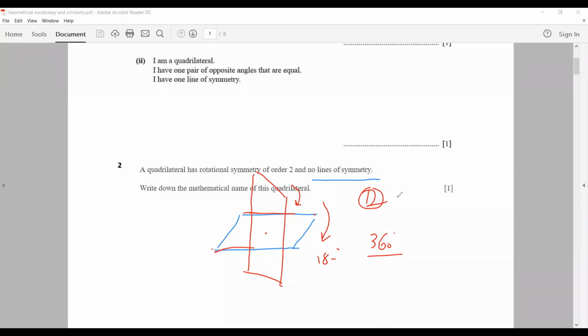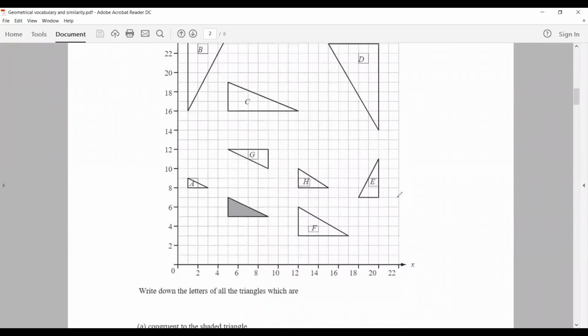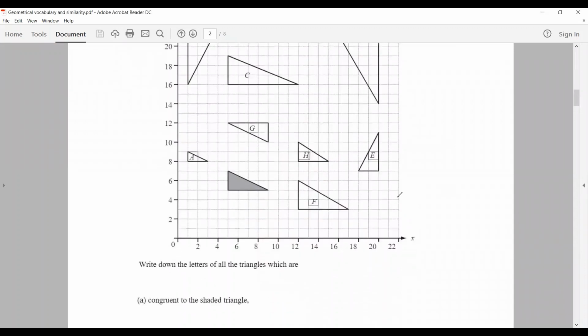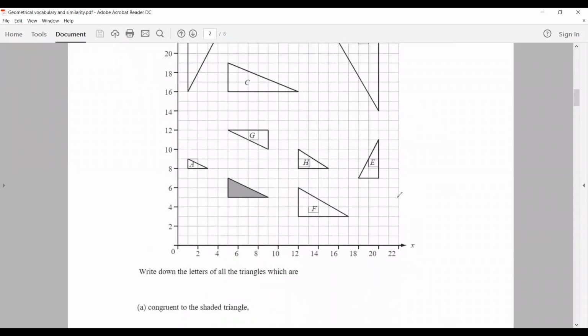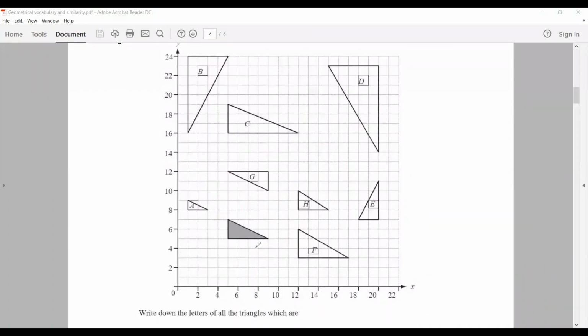Moving on to question number 3. Okay, we are given a bunch of triangles. Write down the letters of all triangles which are congruent to the shaded triangle. So congruency means they both must be identical. This is our triangle that we have to refer to. So this side has 4 squares, this side has 2 squares. So what other triangles have the same description? That is G, right? 2 and 4, and E, 2 and 4. So the answer is basically E and G, right? That's the answer to A.